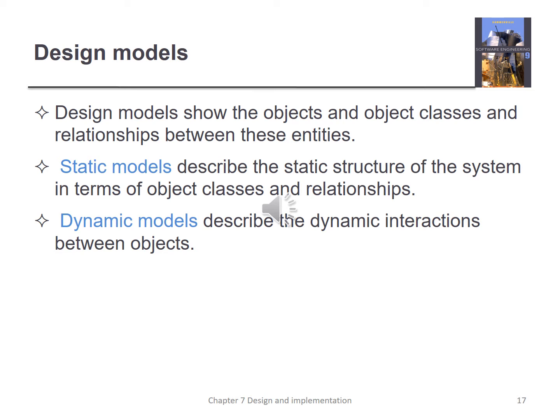Then we continue with the design model. The design model shows the objects and object classes and the relationships between these entities. There is the static model, which describes the static structure of the system in terms of object classes and relationships. Those are the static ones, as we said previously in those chapters. The static one is like the class diagram. We have this object, this object, this object. There is a relation between this and that one, but we don't know what kind of relation it is. And the dynamic model describes the dynamic interaction between these objects, as we are going to see shortly.